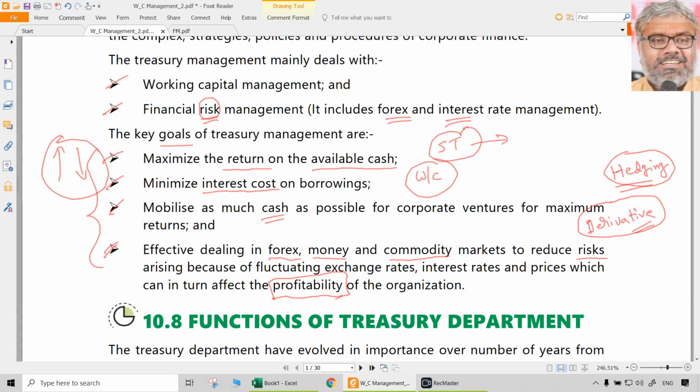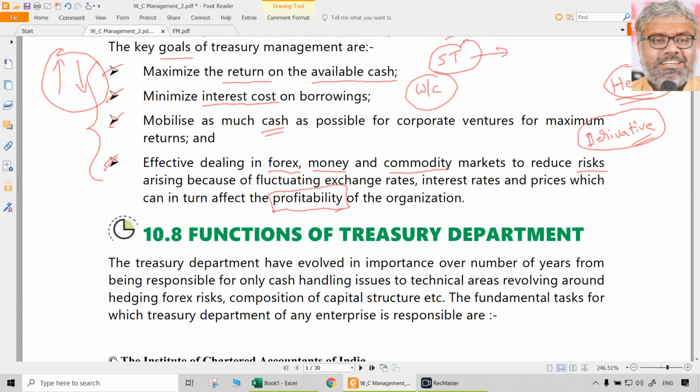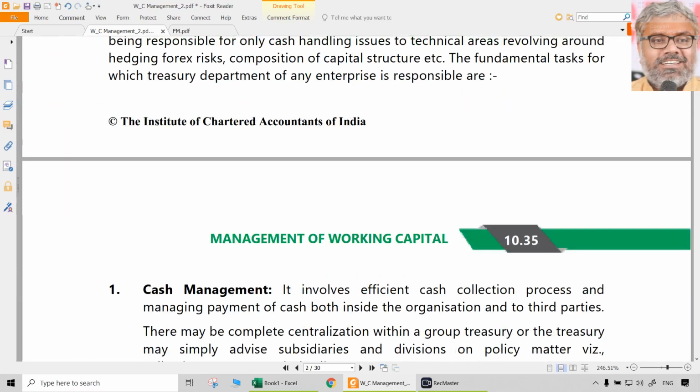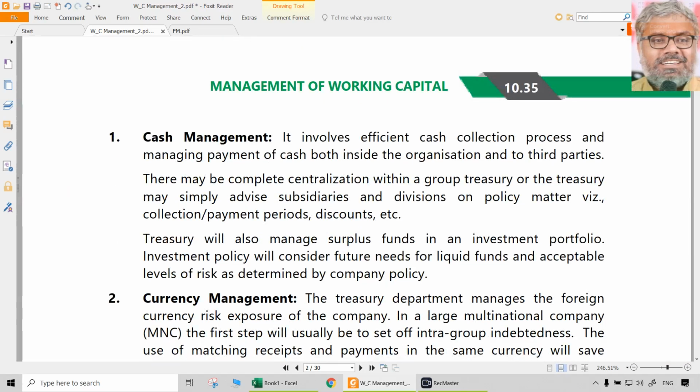Such organizations will gain also out of this process of managing funds through many types of markets, including forex markets, money markets, and commodity markets. These are all the various key goals of treasury management. And the same things in a little detailed manner are given. What are the functions of the treasury management?